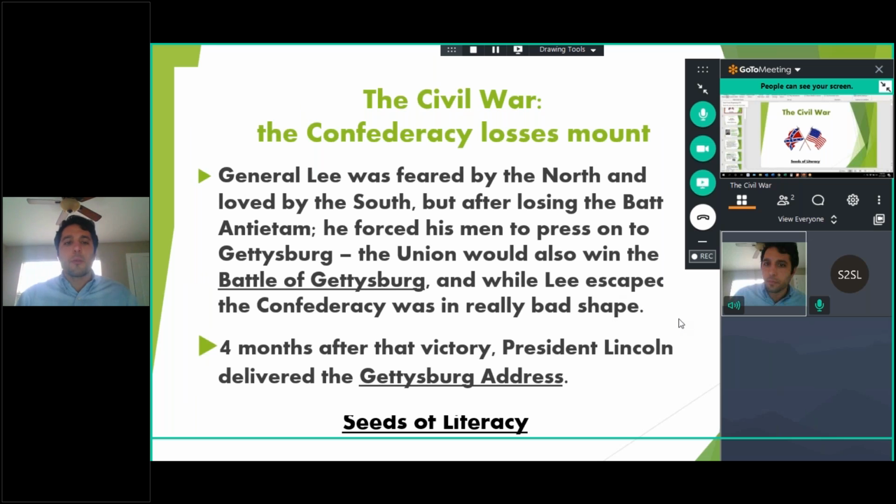So I've talked a little bit about this. General Lee was feared by the North and loved by the South. He lost Antietam, but he was a strong general. He forced them to press on to Gettysburg. They were caught in a bad situation, and the Union won Gettysburg, and that really turned the tide. Lee himself escaped that battle, but the Confederacy was in really bad shape, and the Union was basically on their way to victory at that point. And it was 4 months after that President Lincoln delivered his famous Gettysburg Address, acknowledging the sacrifices that their forces had made, and urging them to press on.